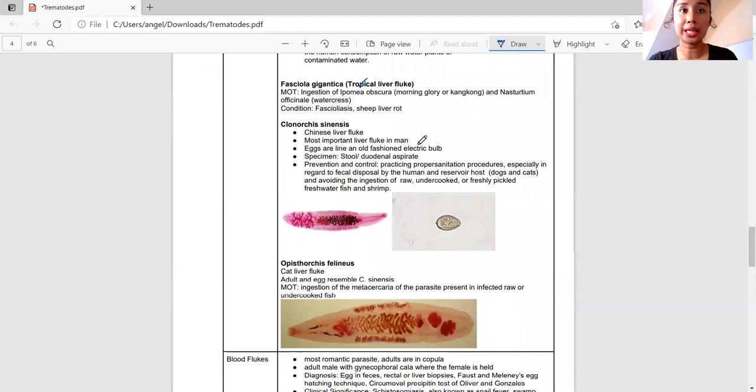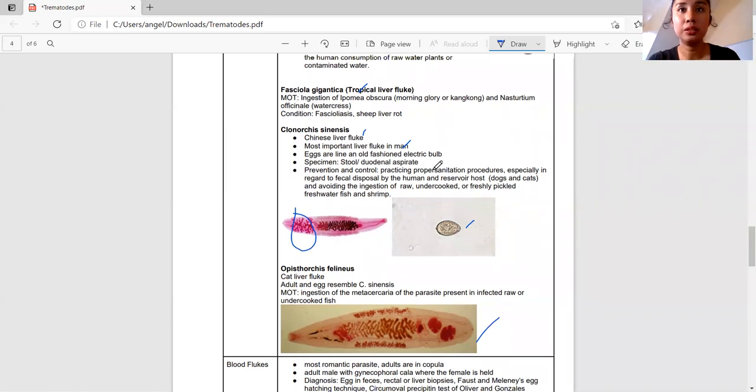We have it here, Clonorchis sinensis. So, parehong manipis. Tapos, napaka-branch. Yan, so here, pag Clonorchis, sinasabi, old-fashioned electric bulb. Yan, so please, observe niyo naman yung itsura nitong mga adults natin, ha? So, observe niyo yung Clonorchis. Yan yung mga pagkakaiba-iba nila. Ha? Please observe it. So, Clonorchis is Chinese liver fluke. So, it's very common in China. It's the most important liver fluke in men.